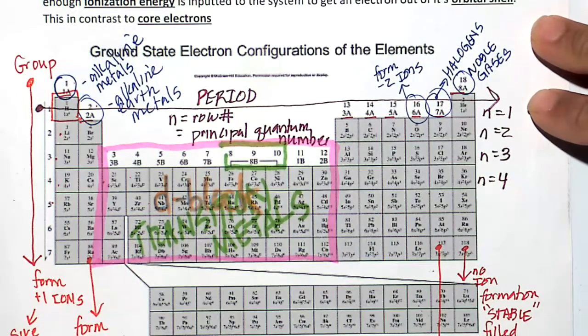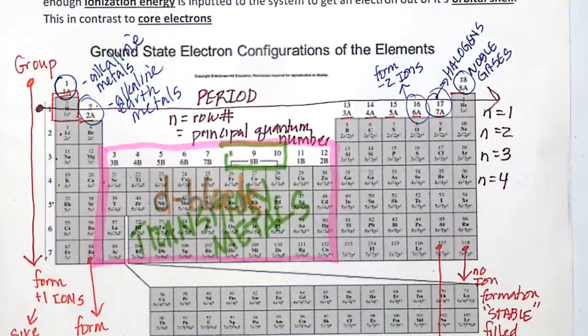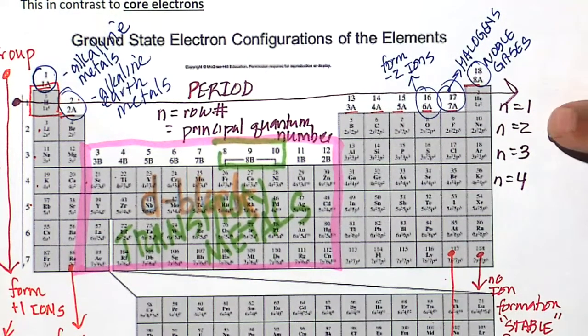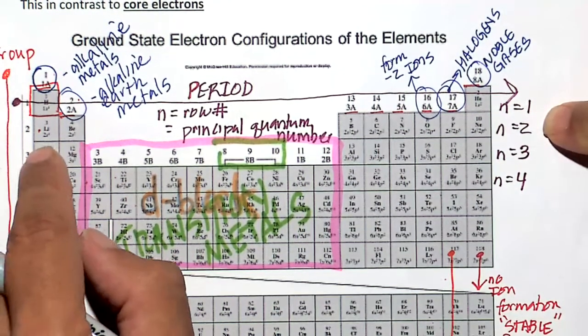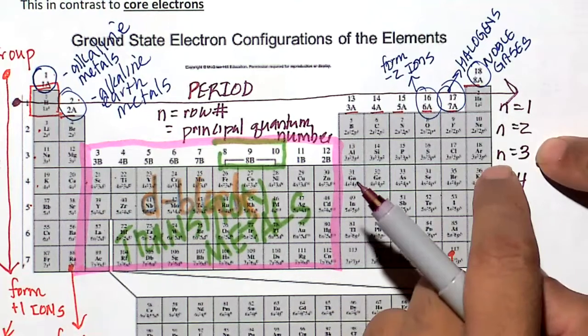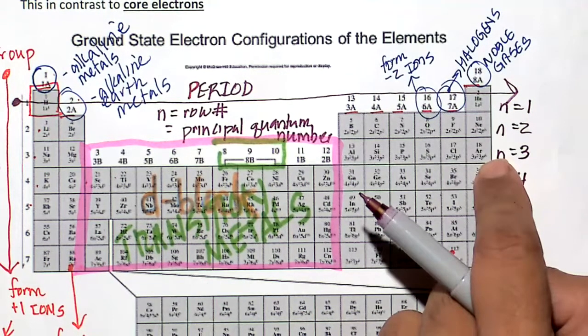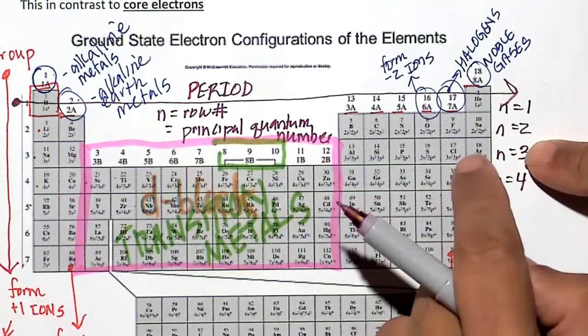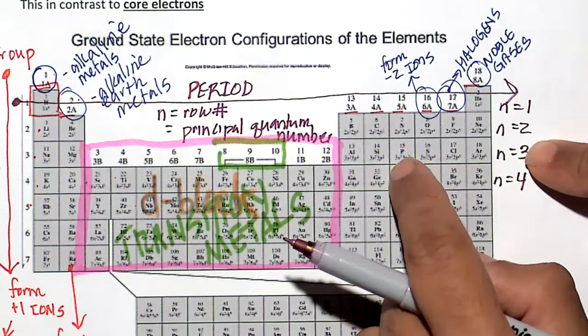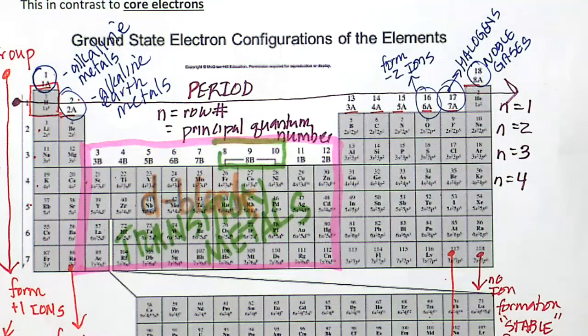Principal quantum number 1, that's where hydrogen and helium are. Principal quantum number 2, period 2, row 2, that's where fluorine, oxygen, nitrogen, neon, lithium, beryllium are. Okay. Principal quantum number 3, energy level 3, period 3, row number 3, all of these are the same. But principal quantum number 3 would have elements argon, chlorine, sulfur, phosphorus, and so on and so forth. So going left to right is called the period.